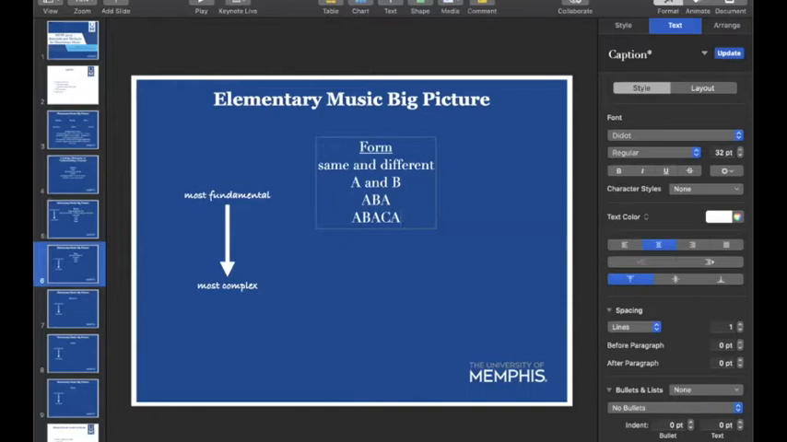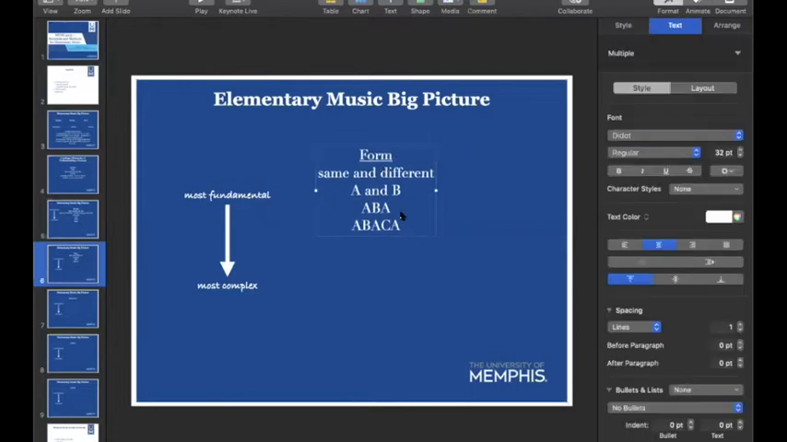What is that, everybody? Anybody remember what that form's called? Rondo, right. And we would add call, response, verse, refrain, etc. All right, good, good.